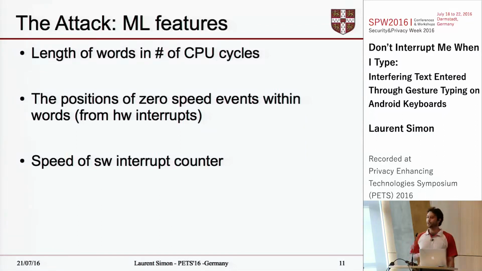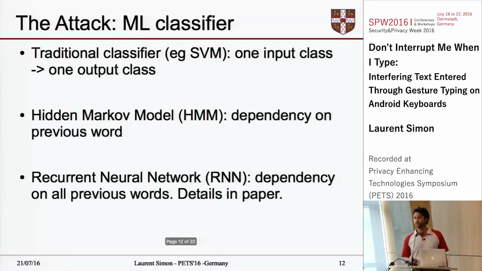So to summarize, in terms of features, we use the length of the words, the position of the zero speed events for the letters, and the speed of the software interrupt counter, also known as the context switch. And then we feed this to a classifier. In terms of classifiers, we've looked at traditional classifiers such as an SVM, which takes as input a single vector of features corresponding to a word, and then predicts another word. We looked at the SVM. It worked well for some users and quite poorly for other users. So we tried to look for other possible classifiers.